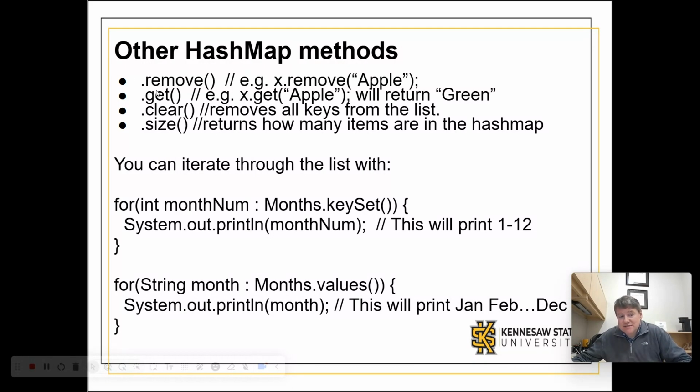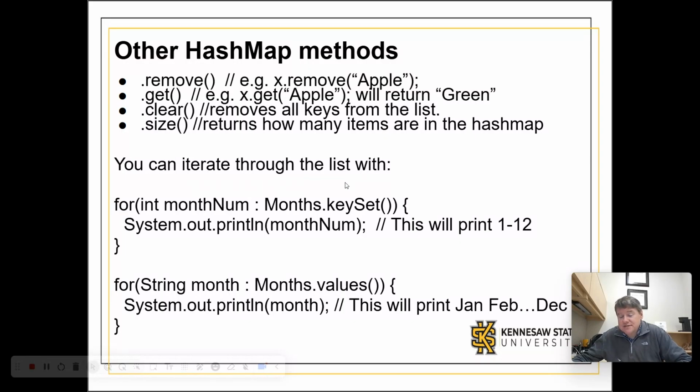All right, so some of the methods that you have, you get the ones that you pretty much always get. You get a remove, a get, a clear, and a size. So, for example, you can say remove and then apple, which will remove the key that is apple and its associated value. If you get apple, it'll tell you green, assuming that you stored the values. Clear removes all the keys, and size tells you how many items are in there.